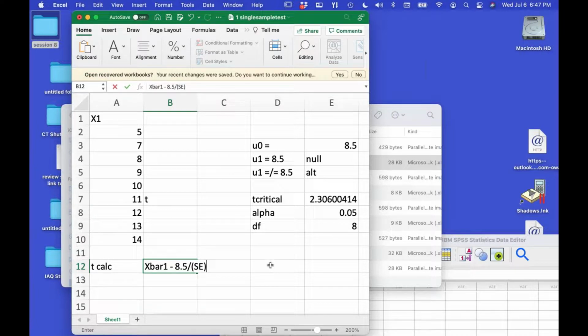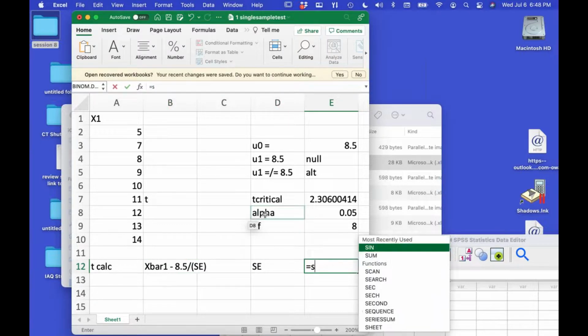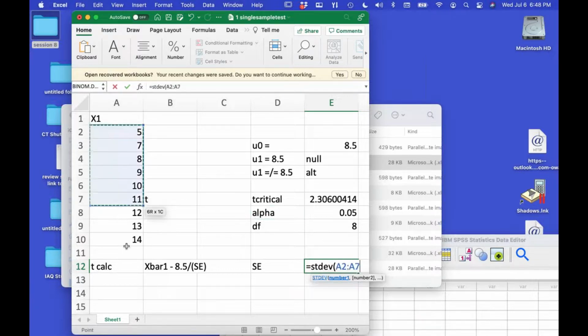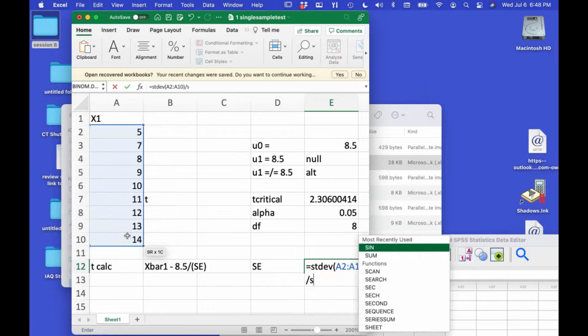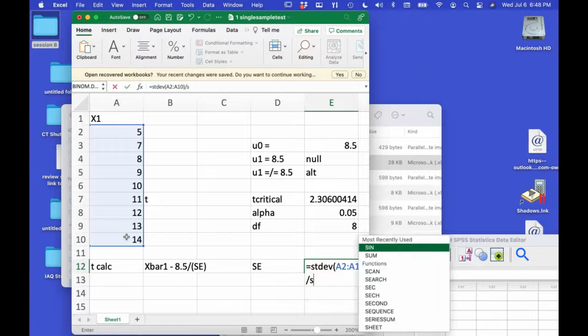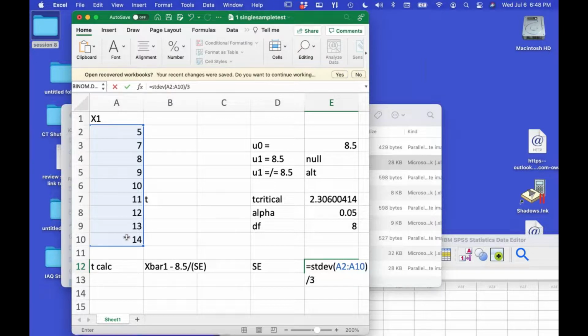And what is the standard error going to be equal to? The standard error is going to be equal to the standard deviation for all of these numbers, for my sample, divided by the square root of my sample size, which is 9. Actually, I'm just going to put 3 in there to make it easier to work with. See what that comes up. So it comes out to be 0.9781. That's my standard error. So what's my t equal to?